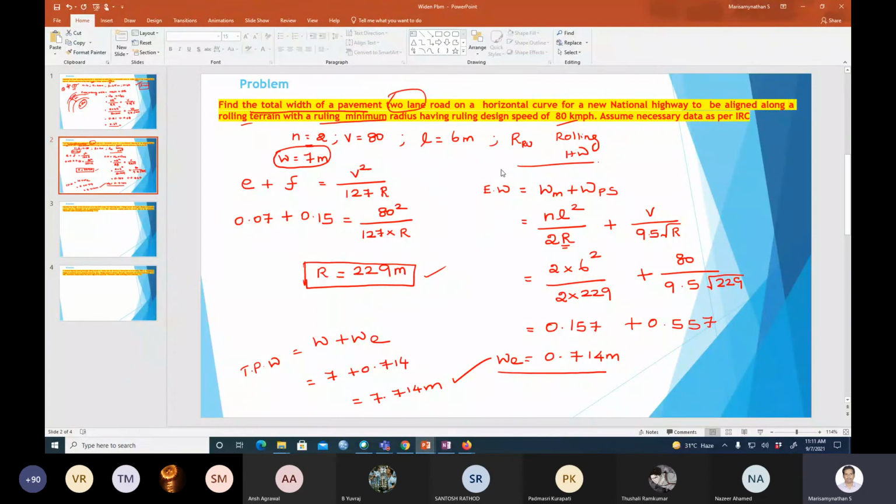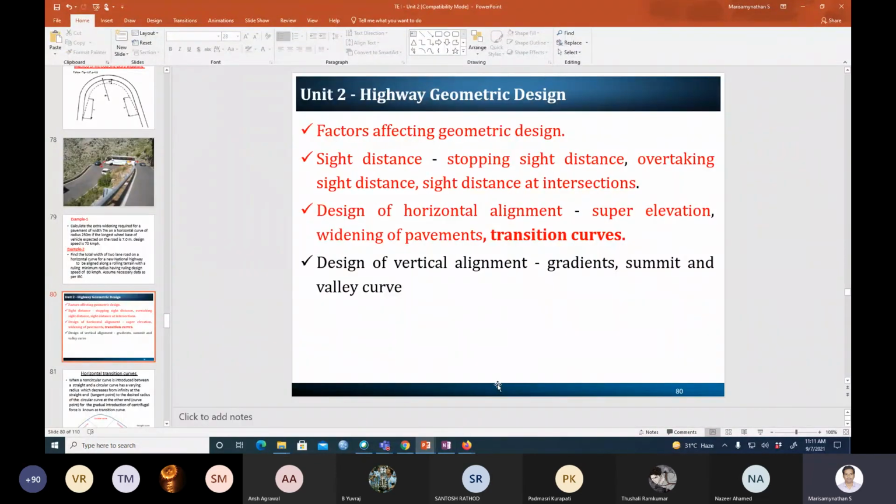So this is the way we can expect questions in your competitive exam. It will definitely be there, but we are not sure from which portions of the second unit the question might come. So here I'm concluding today's session. Next week we can start the next component, transition curve and the vertical alignment.